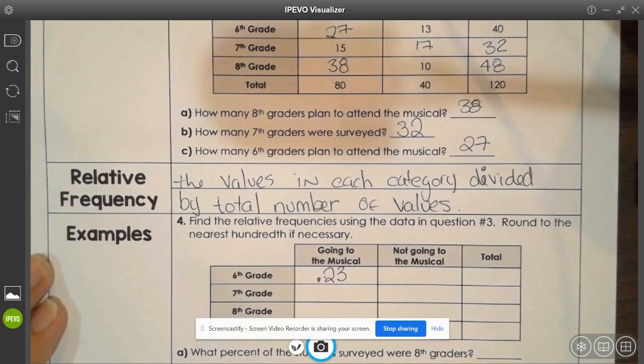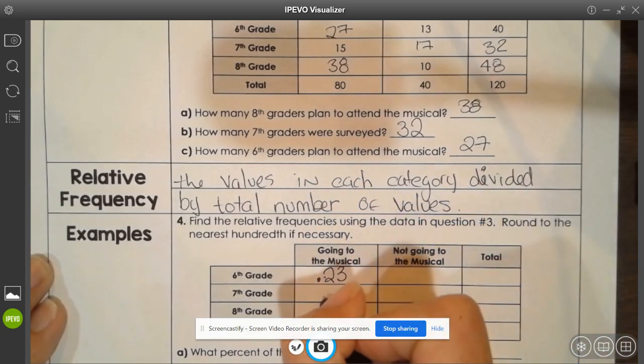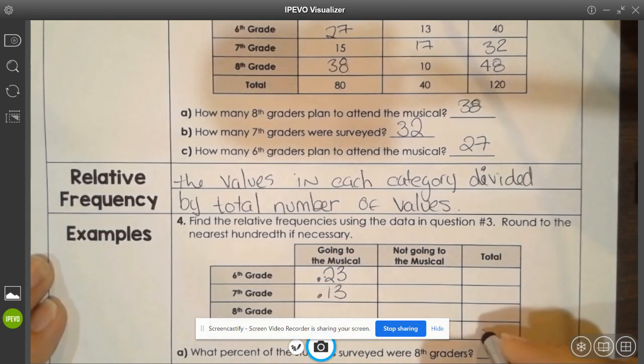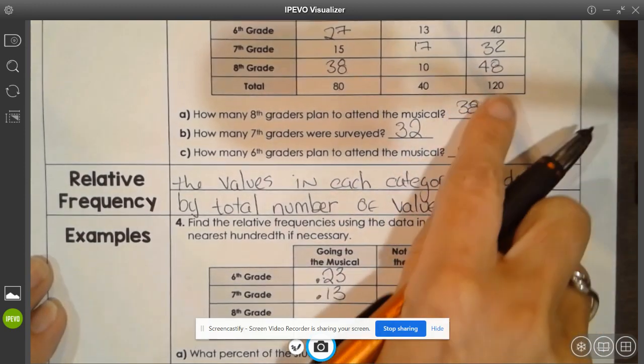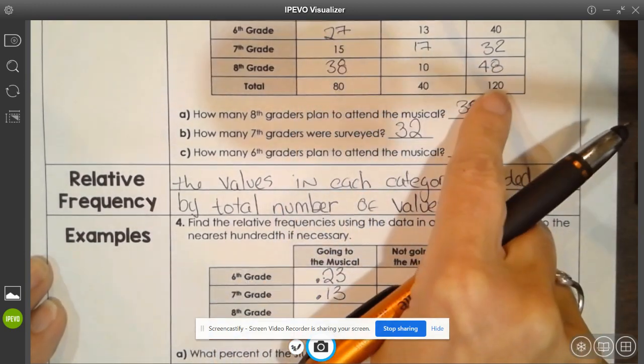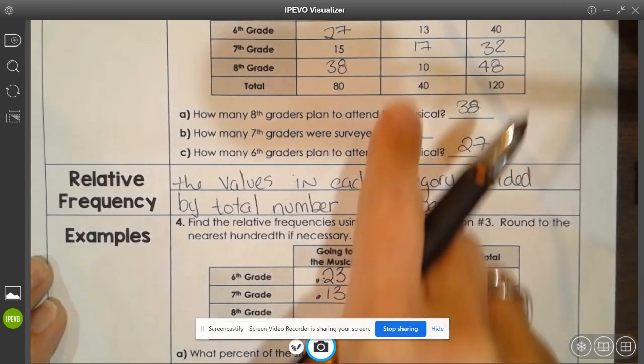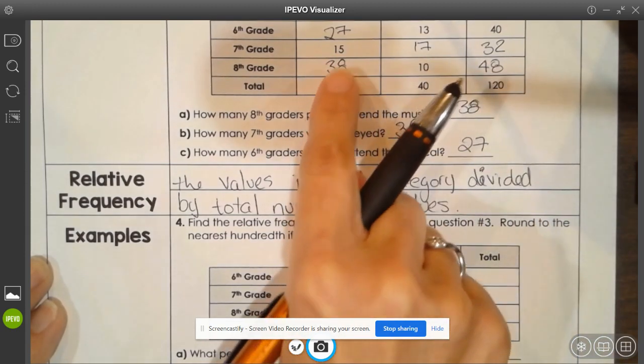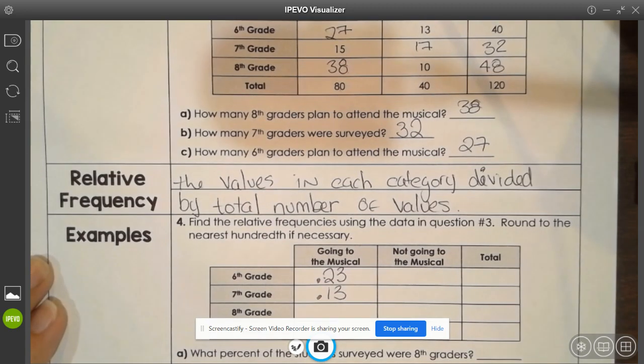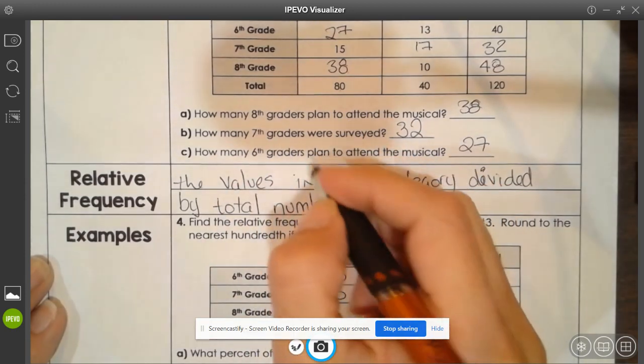All right, next number. 15 divided by 120. Well, 15 divided by 120, that is 0.13. So notice that I'm using these numbers here. Okay, so the first one is 27 divided by 120, that's 0.23. 15 divided by 120, that's 0.13. 38 divided by 120, that is 0.32.